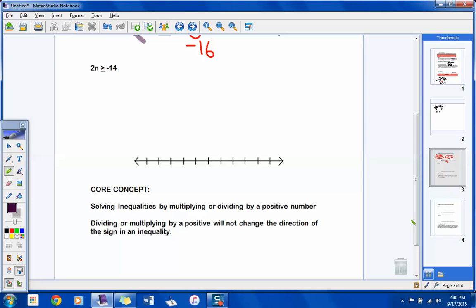Gotta isolate n, right? What's your question? We don't know what to do. It says 2 times n is greater than negative 14, right? Sure. To solve an inequality, you have to get n alone, don't you? How do you undo multiplication? So what are you going to divide both sides by? If that said 2n equals negative 14, what would you do to both sides to solve for n? You're doing the same exact thing.